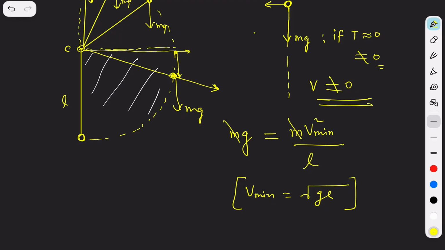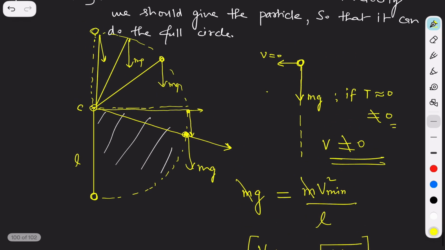As you go down, guys, if you see, as you go down, the velocity is going to increase. And if velocity is going to increase, and the mg component towards the center is going to decrease, it means automatically the tension will appear here. Tension will appear here, and then of course the string can't slack in this case. So I hope you are getting the picture now of what is happening here.